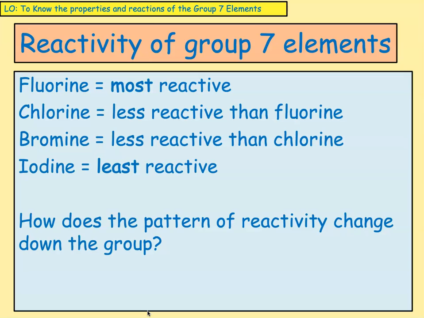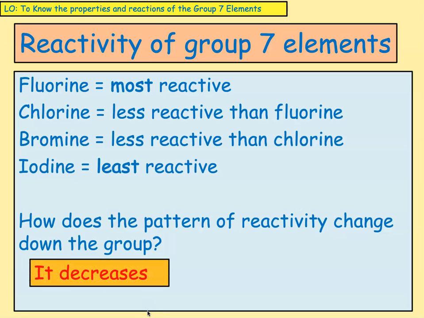So this is the reactivity of the group 7 elements. We've decided that fluorine is the most reactive. Chlorine is the next reactive, but it's less reactive than fluorine. Bromine is less reactive than chlorine, and iodine is the least reactive. So as we said, the pattern of reactivity will decrease as you go down.